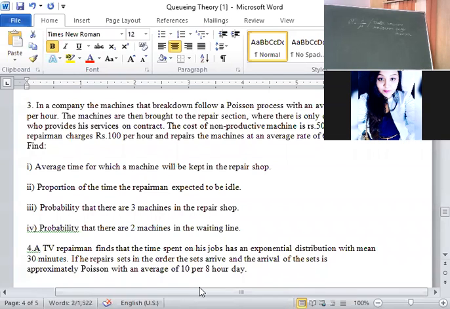Go through the third problem, students. Thursday I will take the test. Remember, Thursday morning at your respective class timings, I will take the test.